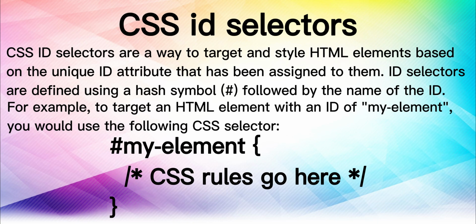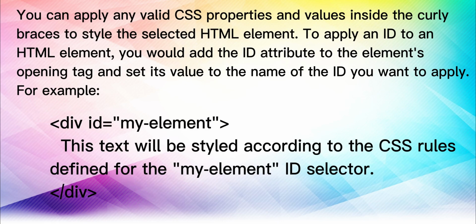CSS ID selectors. CSS ID selectors are a way to target and style HTML elements based on the unique ID attribute that has been assigned to them. ID selectors are defined using a hash symbol followed by the name of the ID. For example, to target an HTML element with an ID of myElement, you would use the following CSS selector, #myElement. You can apply any valid CSS properties and values inside the curly braces to style the selected HTML element.